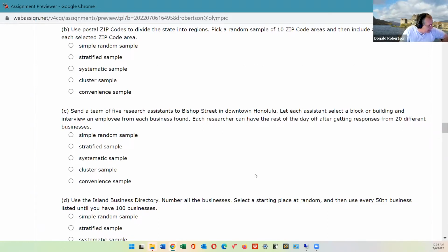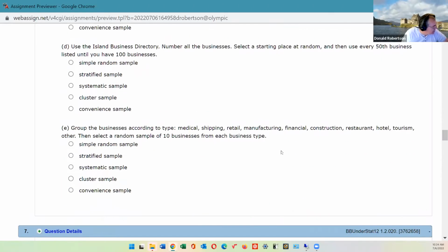What does that get you? Is that a cluster sample? That's the difference, right? If you ask everybody, it's a cluster. If you only ask some of them, it's much more likely to be stratified, right? So everybody is a cluster. If you only pick some of them, it's more likely to be stratified.